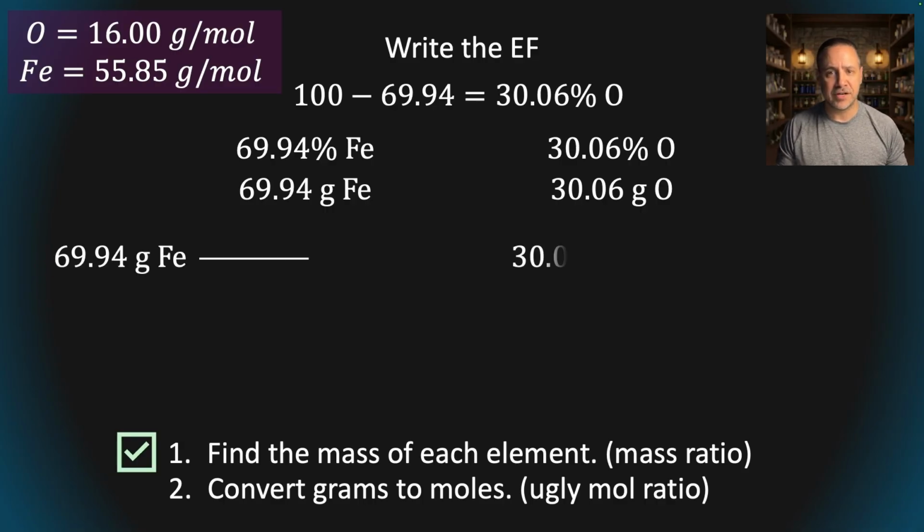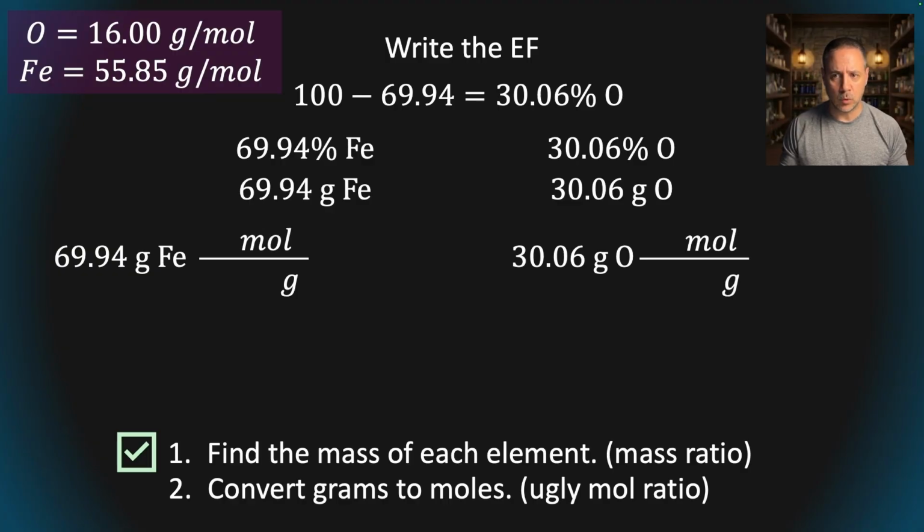Start with the mass and fraction bar. I have grams, so that goes on the bottom. I want moles, so that goes on the top. And the molar mass is the grams in 1 mole, so 1 goes next to the mole, and the mass of each goes next to the G.